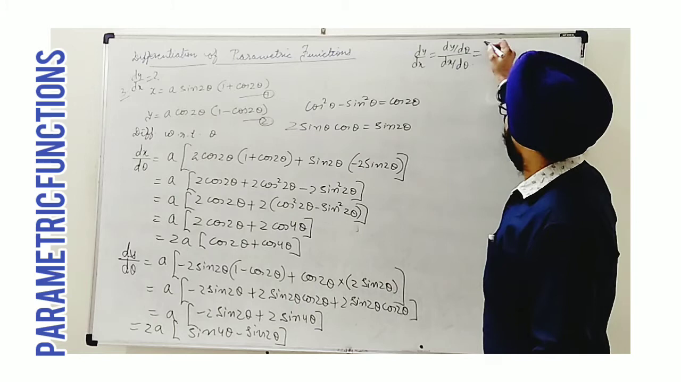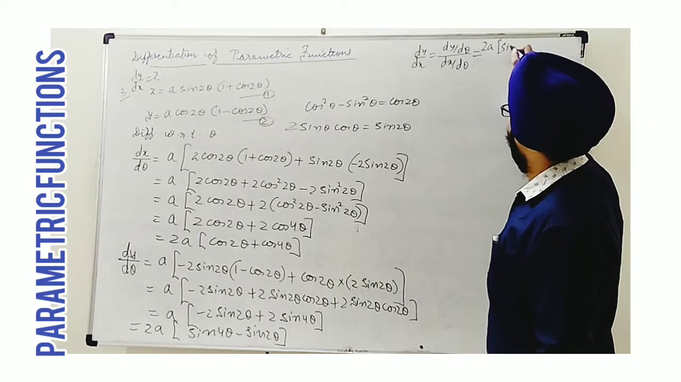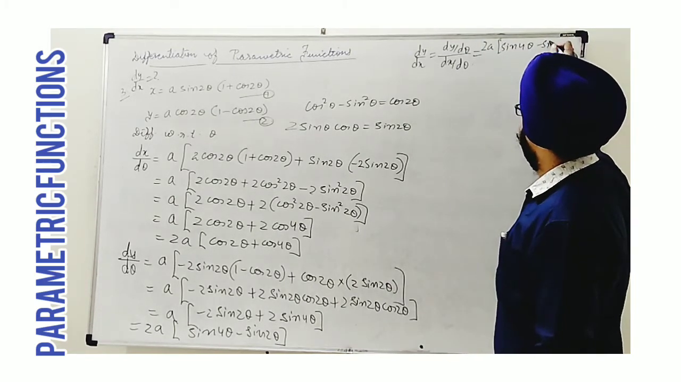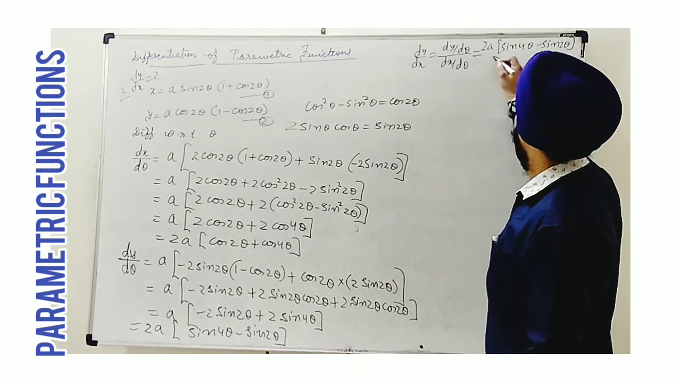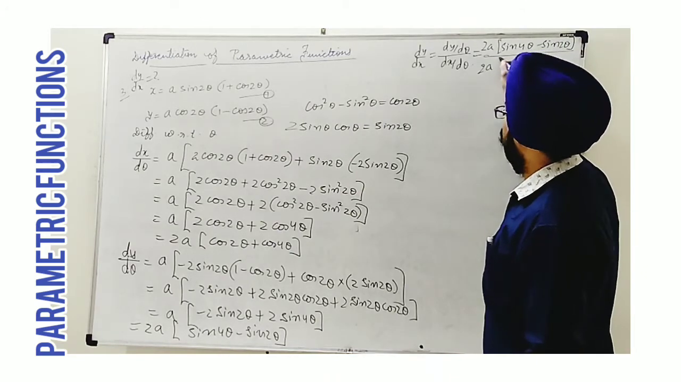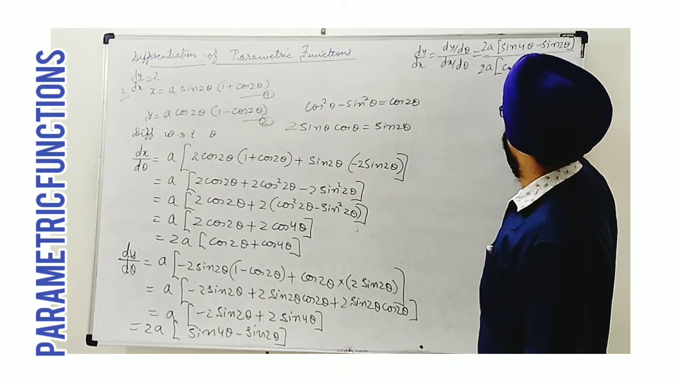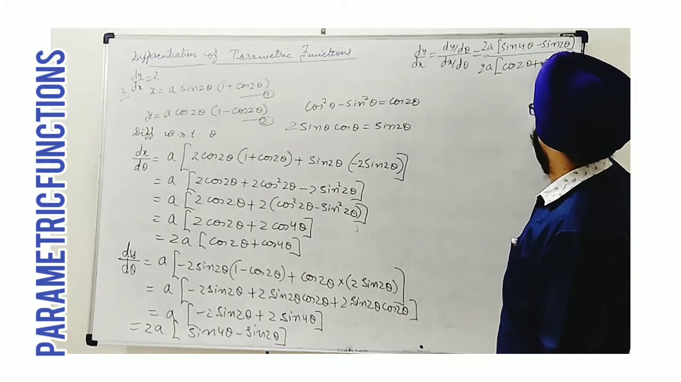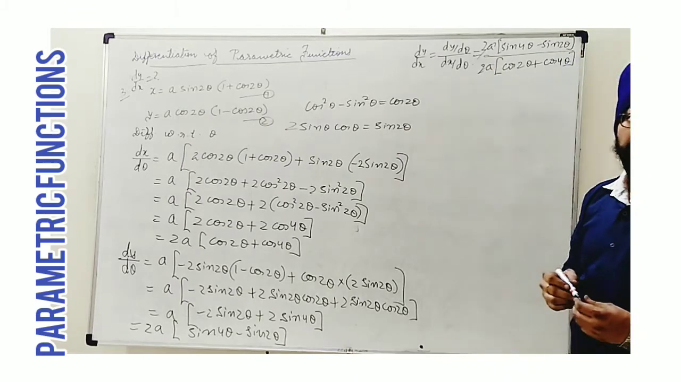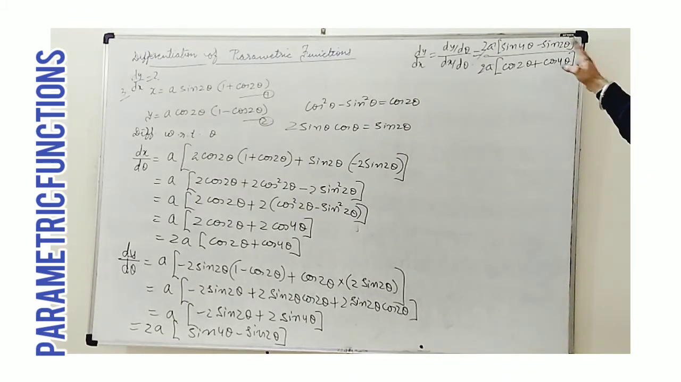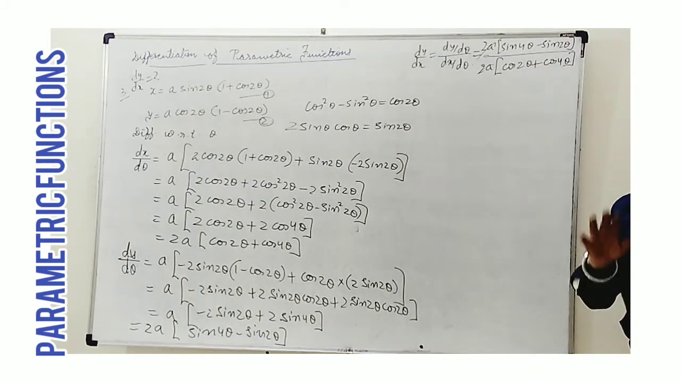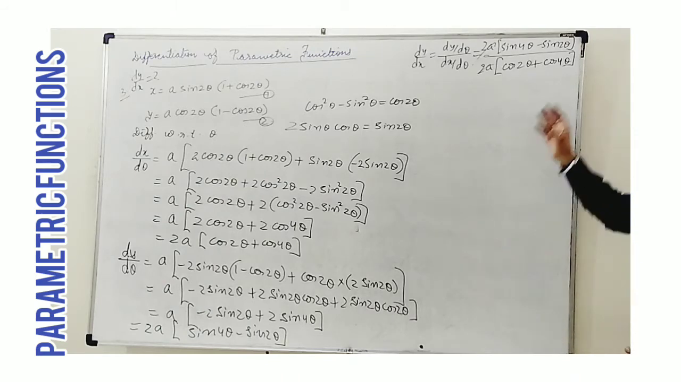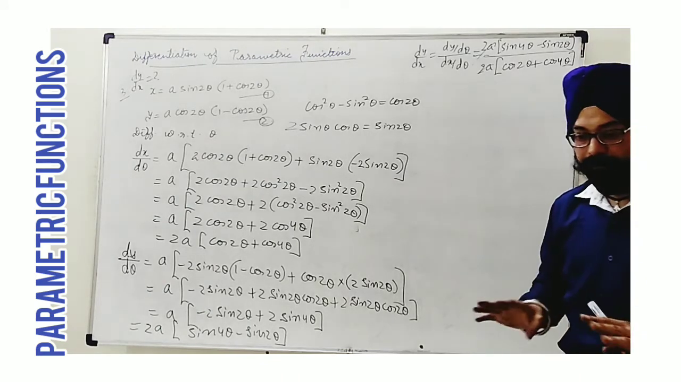This is 2a sin 4 theta minus sin 2 theta. 2a dx upon d theta we obtain as cos 2 theta plus cos 4 theta. These two cancel out. And further we see that we have obtained such a result. Now the only thing remains here, as we have obtained it in terms of parameter theta also. No objection, this is the answer.